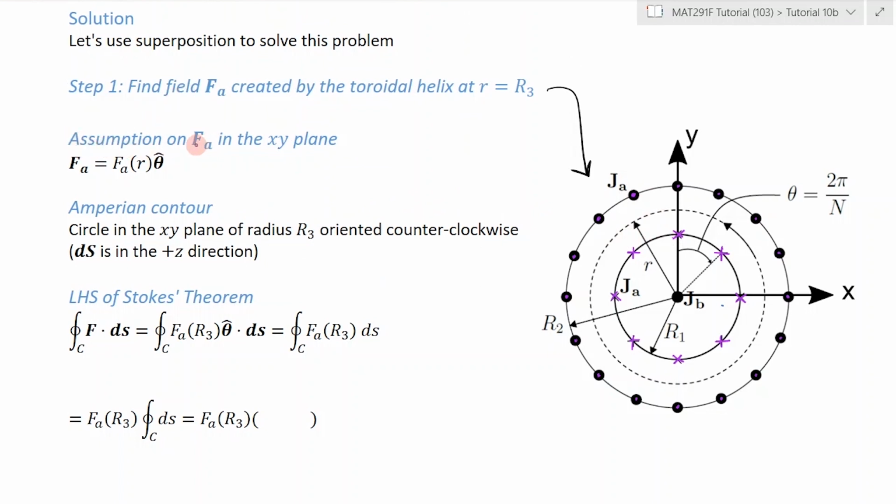Let's make an assumption on the field that's produced by the helix in the xy plane. We are going to assume that the field is like this. Let's use the right-hand rule. Let's align our thumb with this current. Then inside of the helix, we are going to get a field like this.